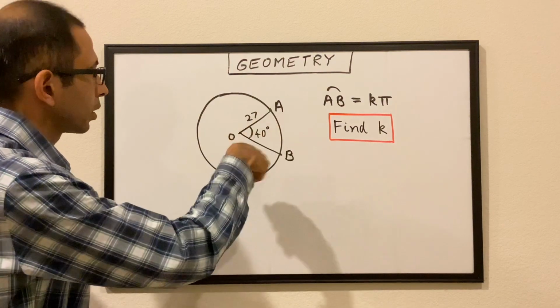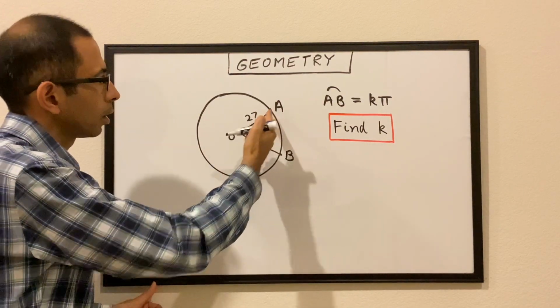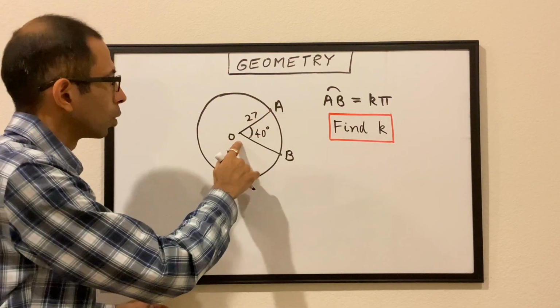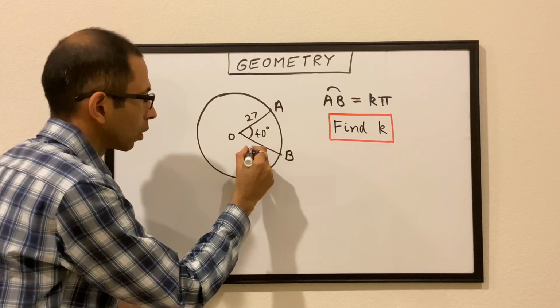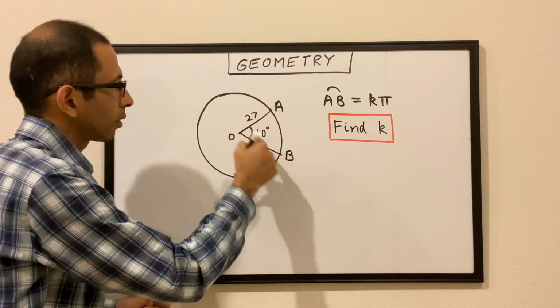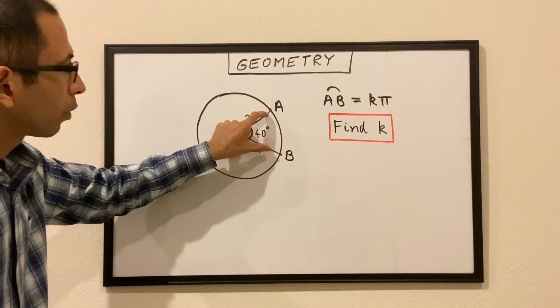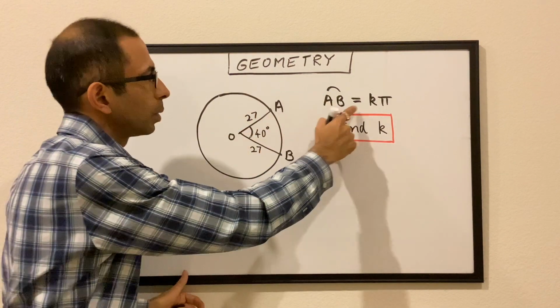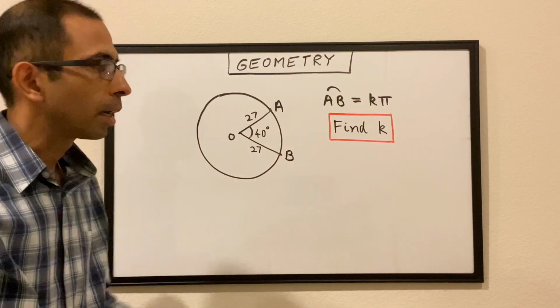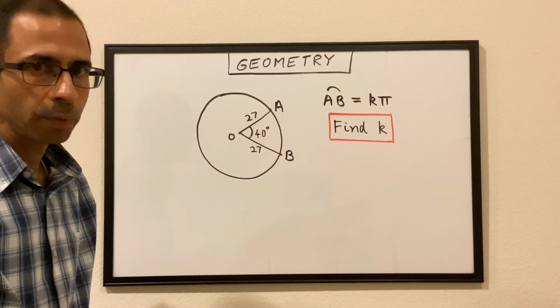Okay, let's go ahead with another question here. We have this circle with center O. The radius of the circle is given to be 27. So OA is 27, and OB is also 27. And the central angle which is formed by this arc is 40 degrees. The length of arc AB is given to be k pi, and we have to find the value of k, right?